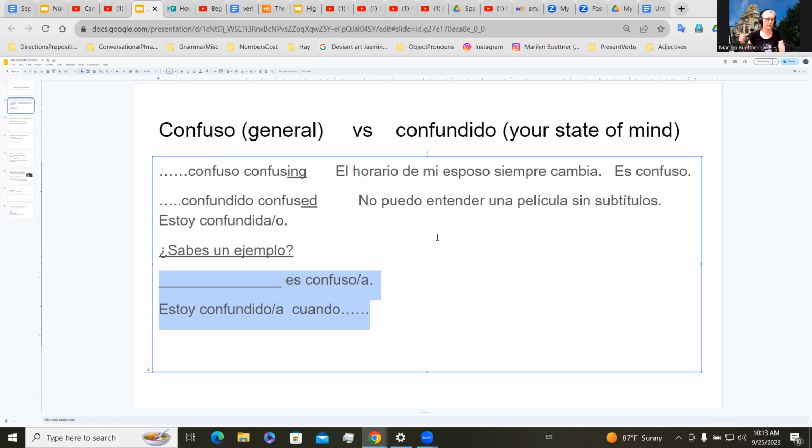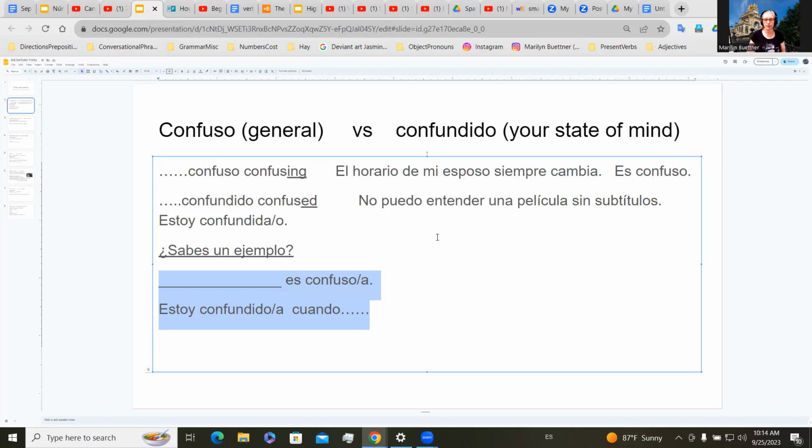And notice when I give the example of las calles de Boston son confusos, the streets of Boston are confusing, okay? Or son confusas. You know, we're talking not about how somebody feels with confuso. We're talking about something being very complex, difficult to understand, see?